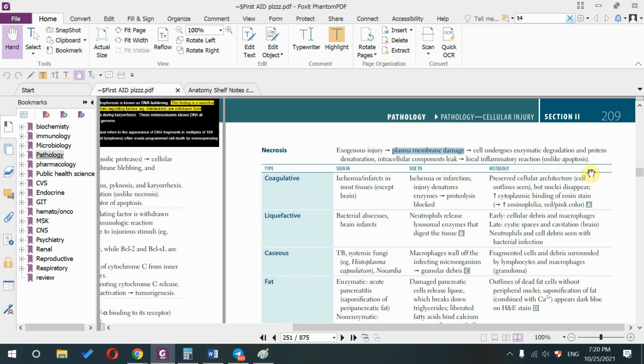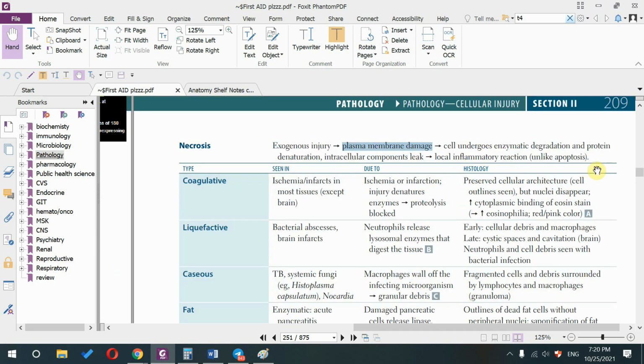What does that mean? So when the plasma membrane is destroyed, what will happen? Well, there will be a lot of calcium inside of the cells. When that occurs, if you remember, that leads to activation of what? Correct, caspases. So the cell undergoes enzymatic degradation and protein denaturation. By whom? The caspases that activated other hydrolytic enzymes. And there will be intracellular component leak, like troponin, if you remember.